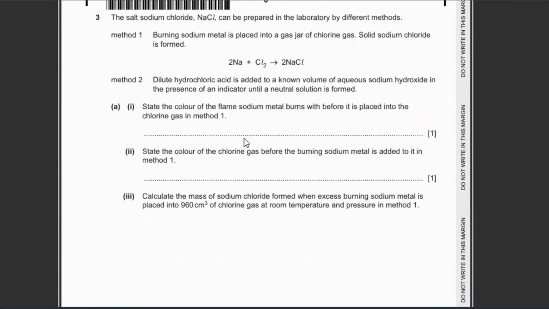Next, we have question number 3. The salt sodium chloride can be prepared, and the reaction is given with method 1 when sodium metal is placed into a gas jar of chlorine gas. Whereas in method 2, dilute hydrochloric acid is added to a known volume of aqueous sodium hydroxide in the presence of an indicator. Now, the first question says, state the color of the flame sodium metal burns with before it is placed into the chlorine gas.